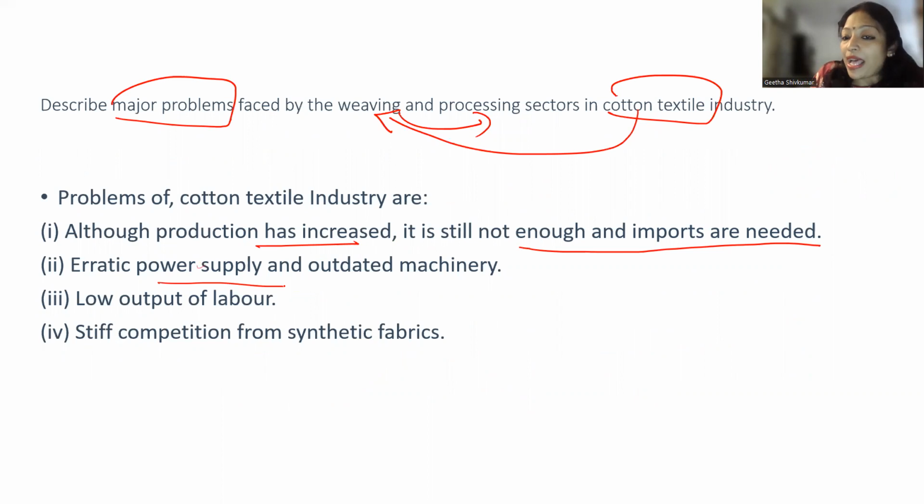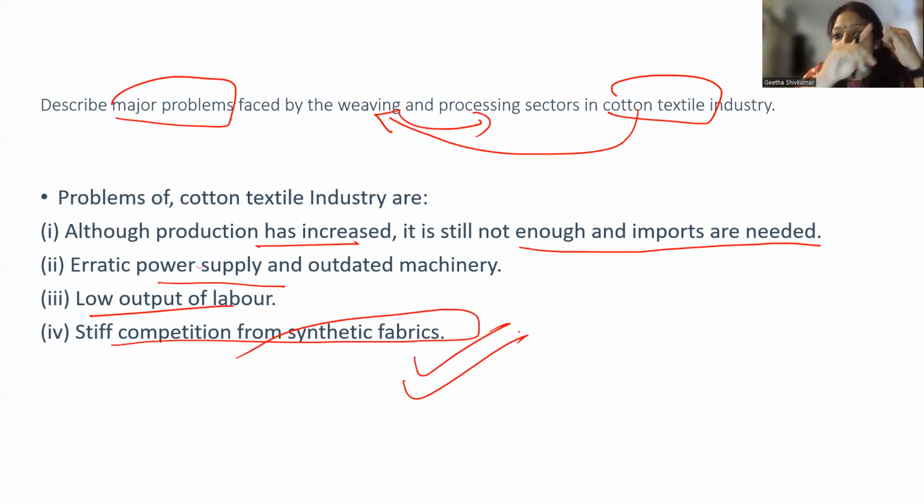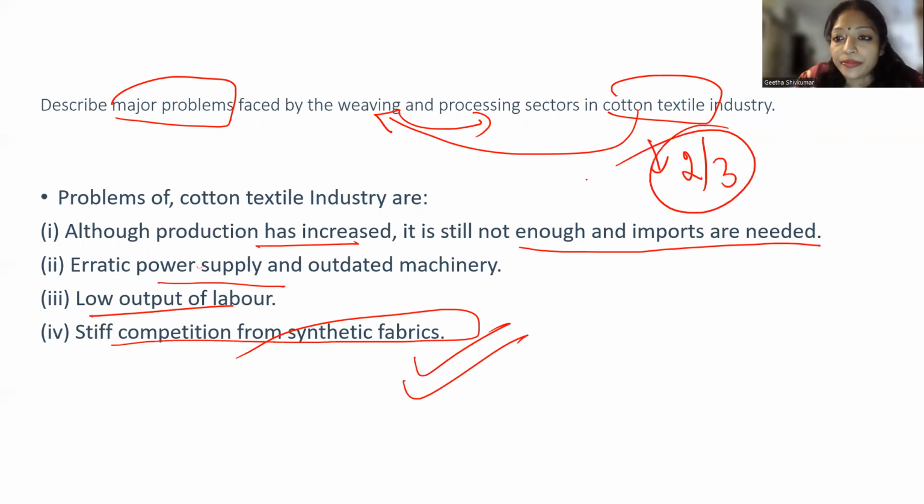Then power supply is not regular in this sector. Then low output of labor, because unskilled labor are there, so they are not able to give their 100%. Optimum utilization of labor is not happening. And there is stiff competition from synthetic fiber. Synthetic fibers are cheap, and industries can produce them in large numbers, so it gives tough competition to the textile industry. Again, the question will be for 2 or 3 marks.